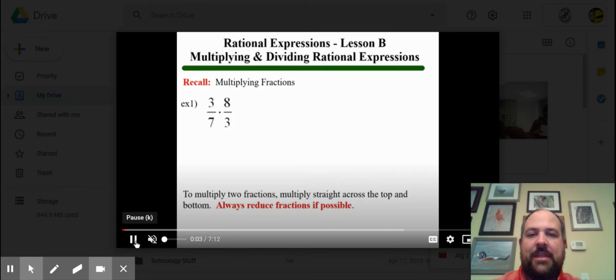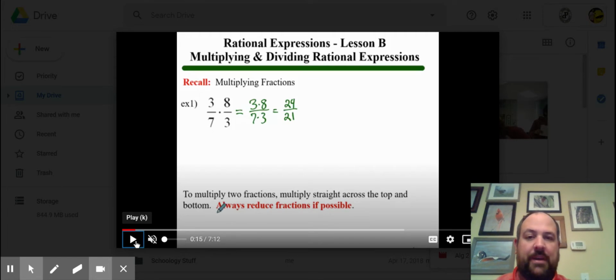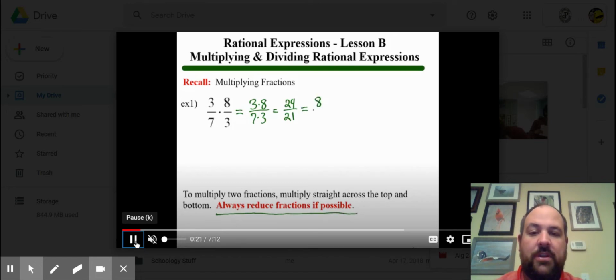Remember that the main way that you can multiply fractions is to multiply the numbers across both the numerator and the denominator. So in this first example, we would take the 3 times 8 and the 7 times 3 to get 24 over 21. Of course, anytime we multiply fractions, we always want to reduce at the end. So in this case, the 24 over 21 is actually going to reduce back to the 8 over 7. And that would be our final answer.